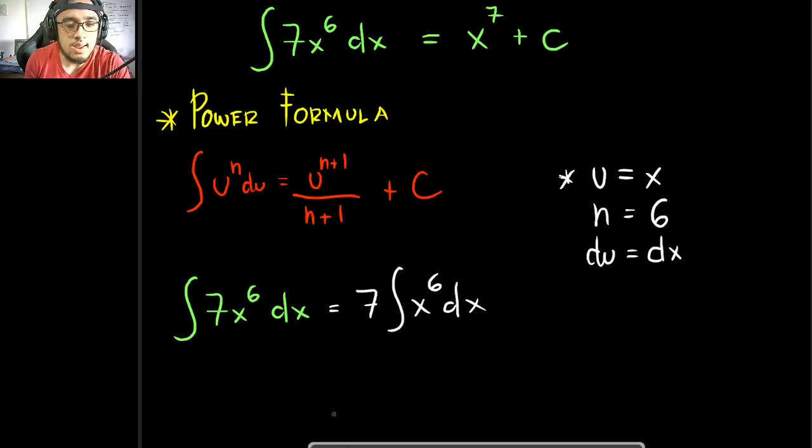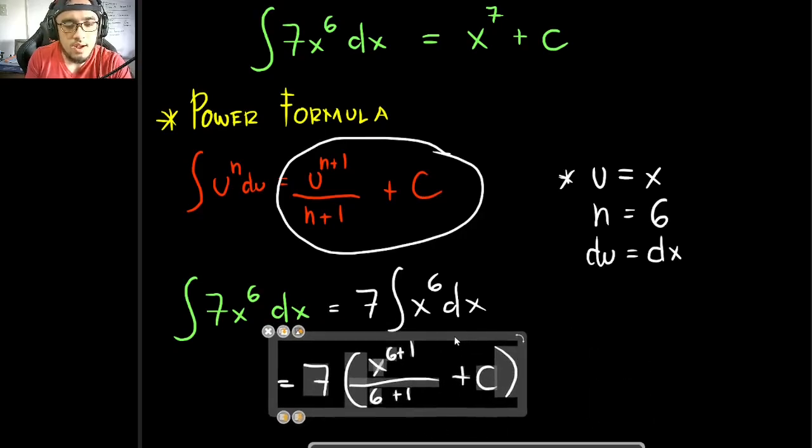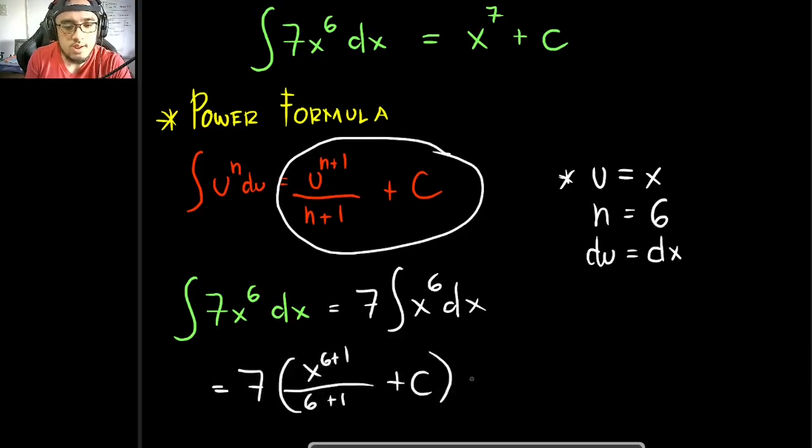Okay, so from that, using these equations right here and this general equation right here, we can now solve for its integral. So this is now equal to 7 times what would be the answer here? That is to be u raised to n plus 1, and our u once again is equal to x, raised to n plus 1, and our n is equal to 6, so 6 plus 1, divided by n plus 1, and that is to be 6 plus 1. Then we would be adding c, so plus c. Okay, so I would just be moving this to the left for us to have space.